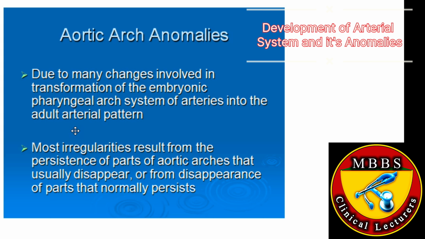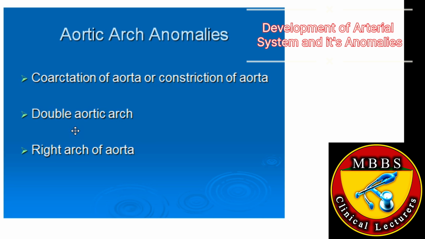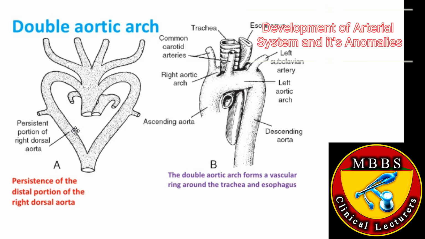So what are the aortic arch anomalies? We have the coarctation of aorta, or the constriction of aorta, which is of two types, the preductal type or the postductal type. If the constriction is before the ductus arteriosus, it is called the preductal type, and if after the ductus arteriosus, we call it the postductal type. Then there is a double aortic arch, that is, there are two arches present, and then there is a right arch of aorta.